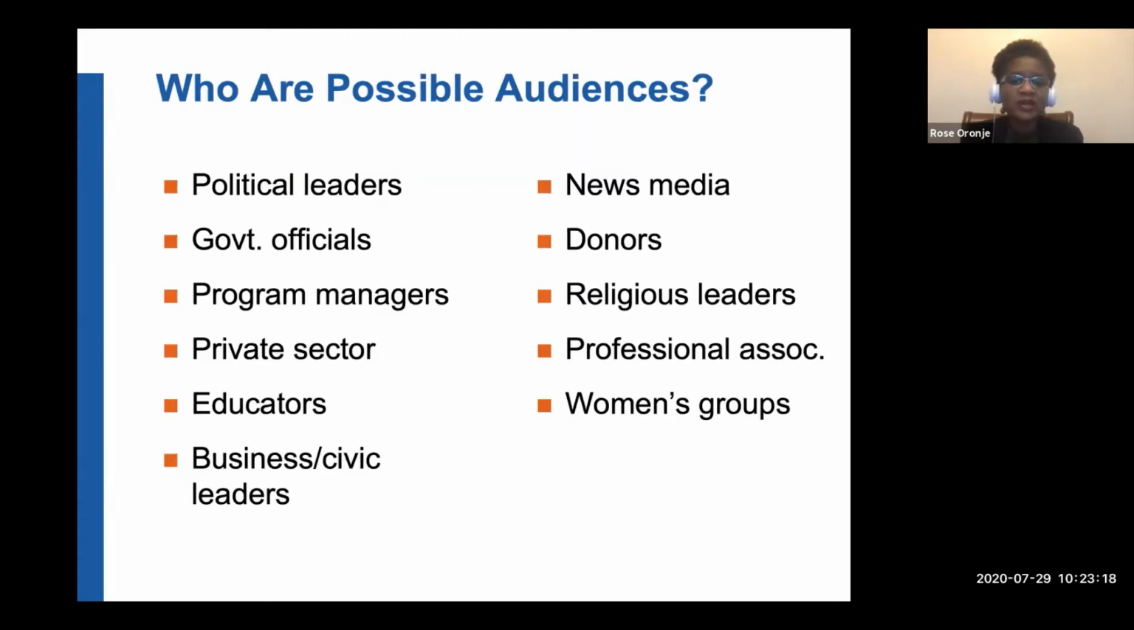On this slide, we're just highlighting some of the possible audiences. An important point to bear in mind is that your audiences will depend on what your policy goal is. What we're giving here are examples, but it is your policy goal that will determine who your audiences are, who will either give you the action that you need or support your efforts in getting it. Some of the audiences may include political leaders, at state level or federal government level, government officials, program managers, the private sector, educators, or people in business, as well as actors outside the state, such as news media, donors, religious leaders, and other groups.